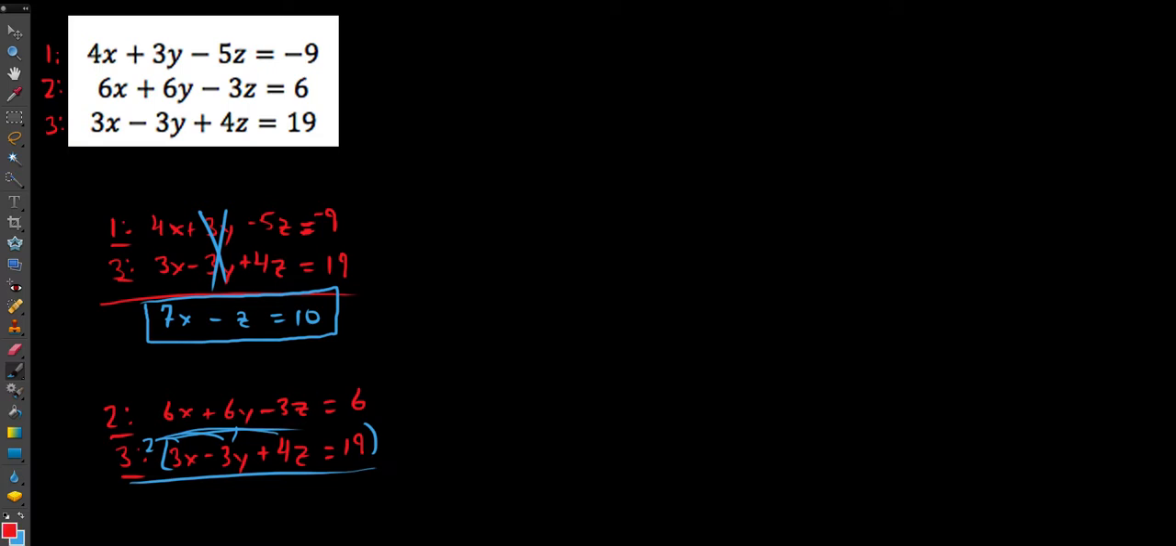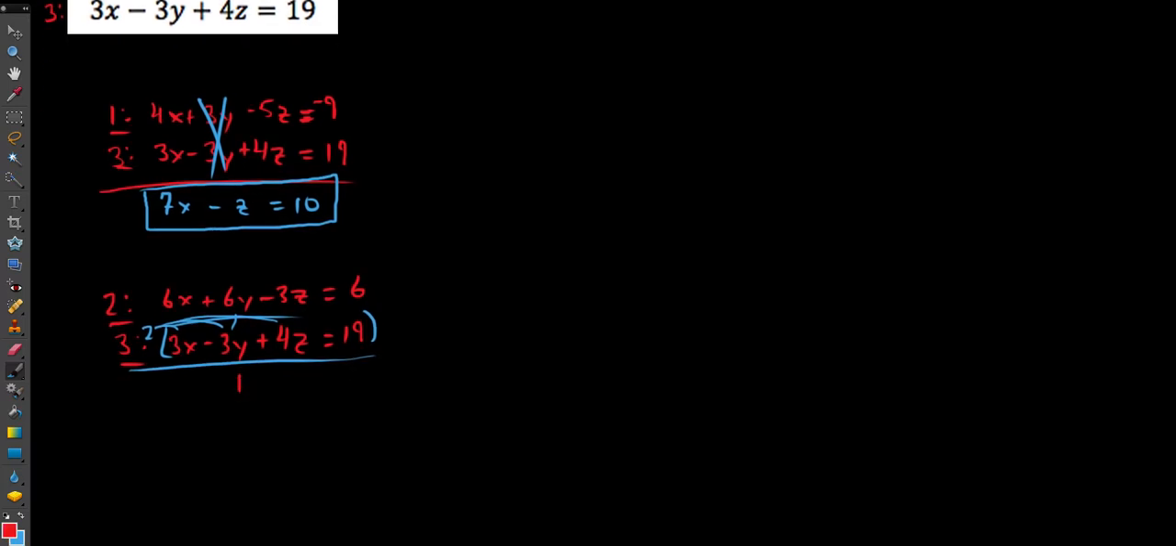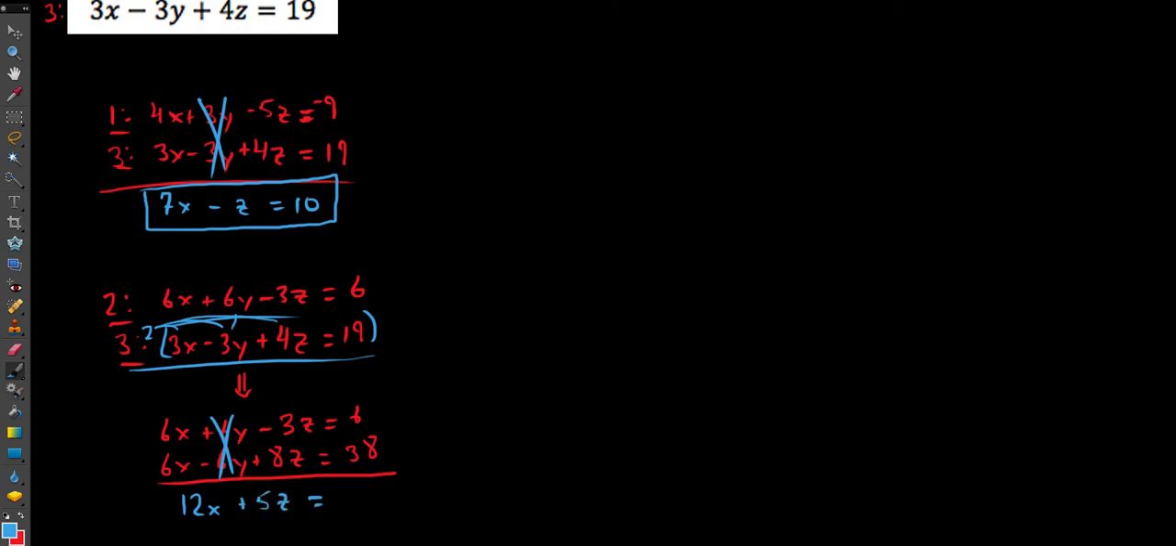What would our new system look like? Draw a double arrow down here. We would get 6x plus 6y minus 3z equal to 6. But this second equation now is going to read 6x minus 6y plus 8z, and that's going to be equal to 38. Now, going through this, I see that my middle variable cancels. I get left with 12x, and we get left with a whopping total of 5z here. And 38 plus 6 is 44. So I'm going to box this as well.